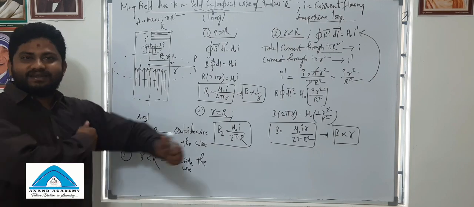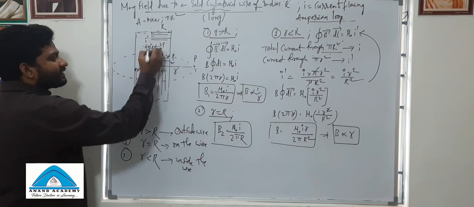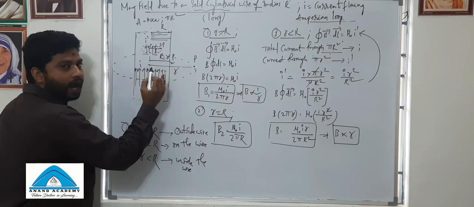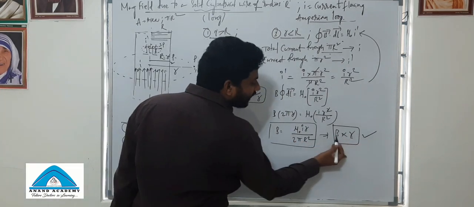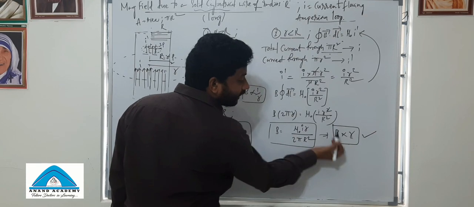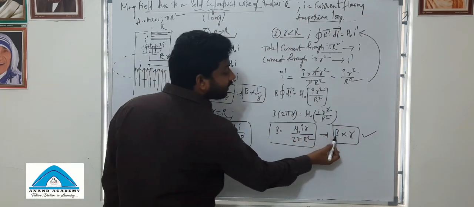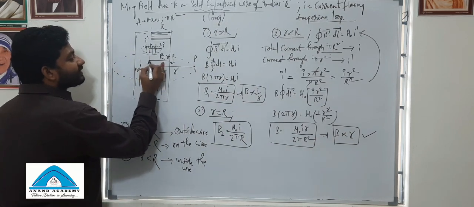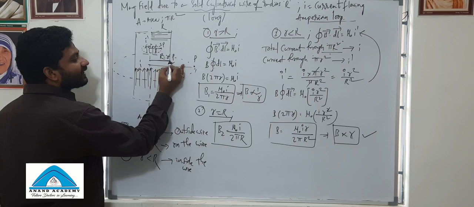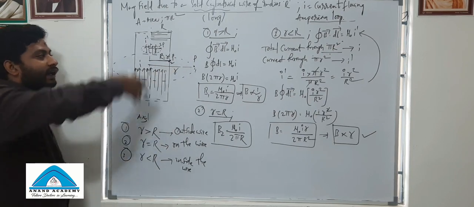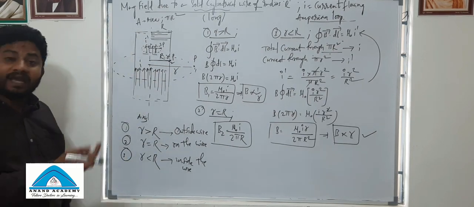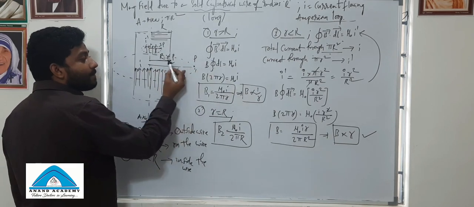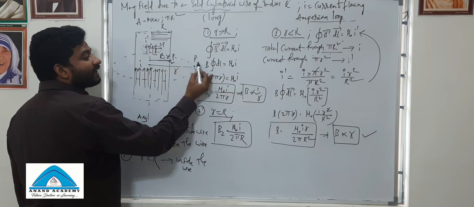Clear? Sure? So B is directly proportional to r inside, and B is inversely proportional to r outside. So what will you understand? From the axis of the cylinder, B is directly proportional to r. So the magnetic field is increasing from the axis of the cylinder, increasing with the distance taken from the axis, and reaches the maximum value on the surface.